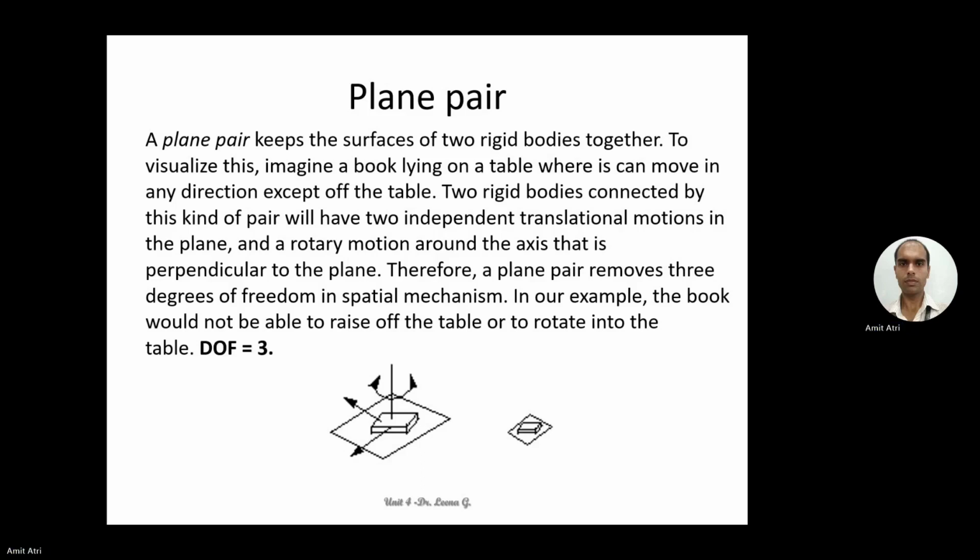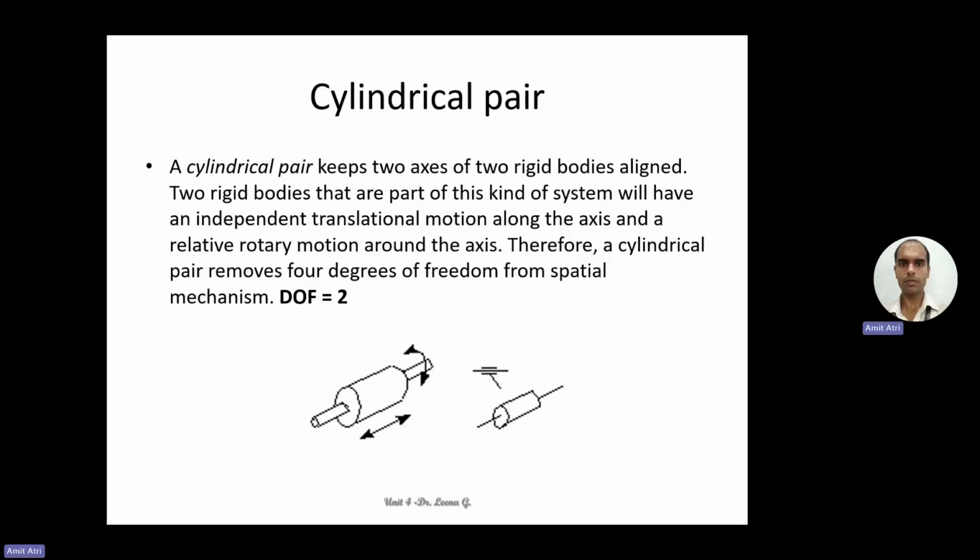Okay, so in the example of the book, here we cannot lift up the book. So that dimension is not there. Only slide it along x, along y and rotate it. So 3 degrees of freedom.